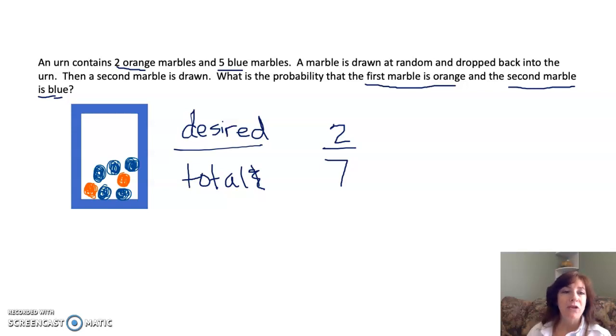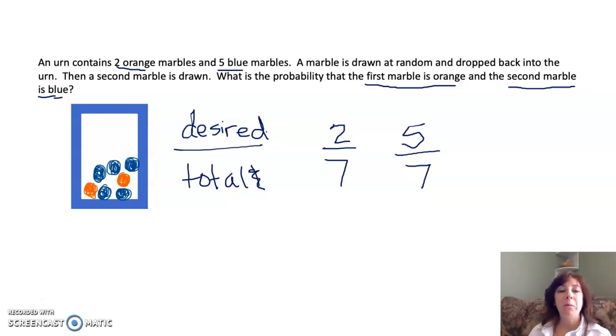The second marble I draw, I want it to be blue. That's my desired outcome. I have 5 marbles that could give me that desired outcome. So my desired outcome on top is a possible 5 marbles out of a total possible of 7 that I could grab hold of. Now the question asks, what's the probability of this happening in a row?